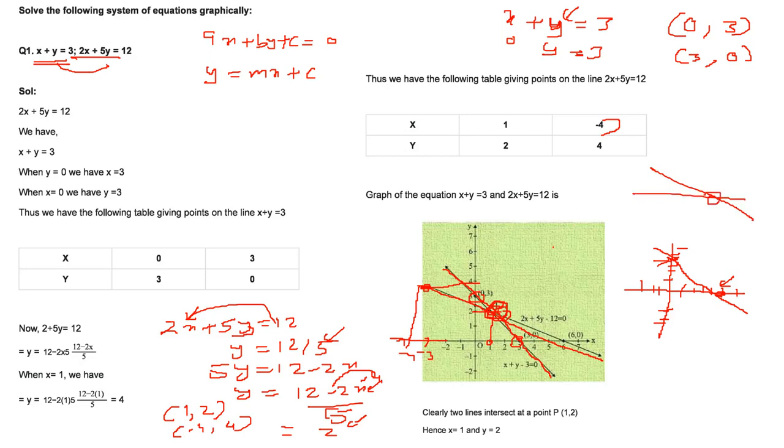Now if you are worried about whether your solution is correct or not, what you can do here is just put 1 and 2 in any of the equations. Say here 1 and 2. So 1 plus 2 is 3. So this equation is satisfied. Now 1 and 2 here. So 2 into 1 is 2 and 5 into 2 is 10. 10 plus 2 is 12. So it is actually equal to 12. So 1 and 2 is indeed the solution of this equation. I hope you got the idea, because the next many questions are like this only.